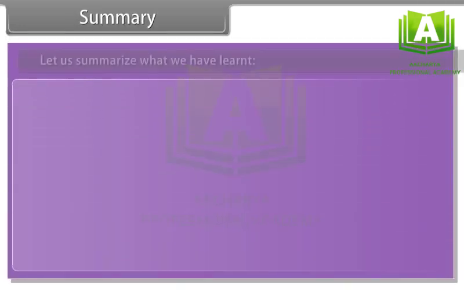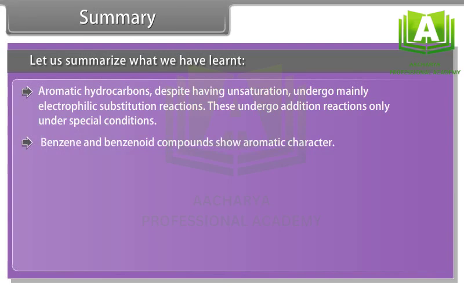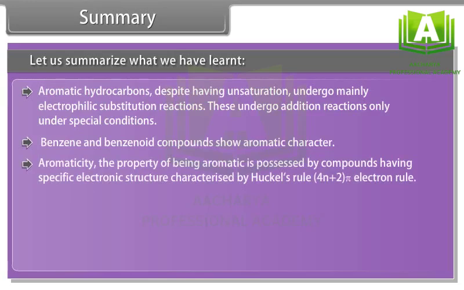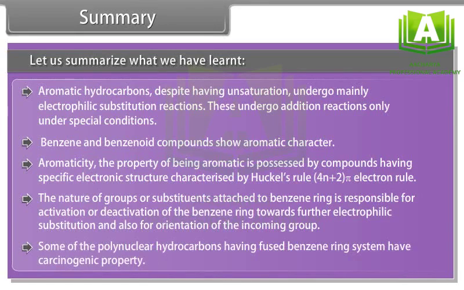Summary. Let us summarize what we have learned. Aromatic hydrocarbons, despite having unsaturation, undergo mainly electrophilic substitution reactions. These undergo addition reactions only under special conditions. Benzene and benzenoid compounds show aromatic character. Aromaticity, the property of being aromatic, is possessed by compounds having a specific electronic structure characterized by Huckel's rule, the 4n+2 pi electron rule. The nature of groups or substituents attached to the benzene ring is responsible for activation or deactivation of the benzene ring towards further electrophilic substitution and also for orientation of the incoming group. Some of the polynuclear hydrocarbons having fused benzene ring systems have carcinogenic property.